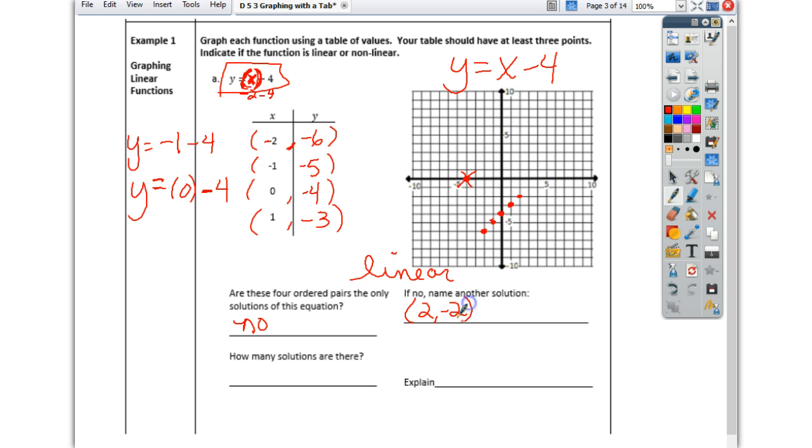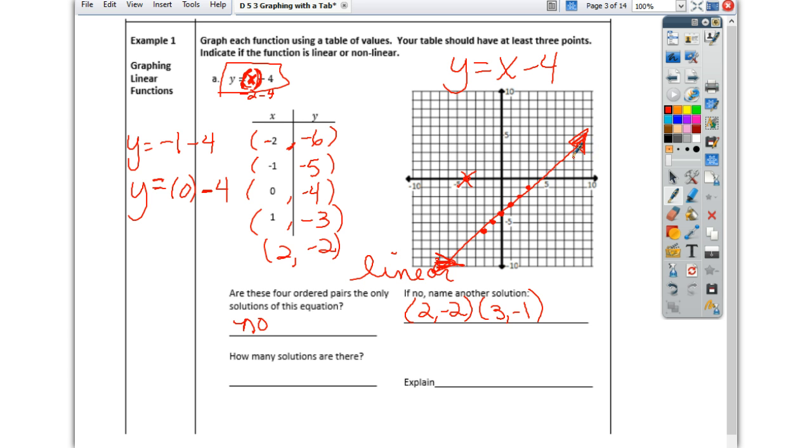2, negative 2. Does that work in our equation? Yeah. What is 2 minus 4? A negative 2. It did work. I could go here and know that it's probably going to be here. What's this one? 3, negative 1. I could just keep going. I could have all kinds of different solutions on that line, on that equation.